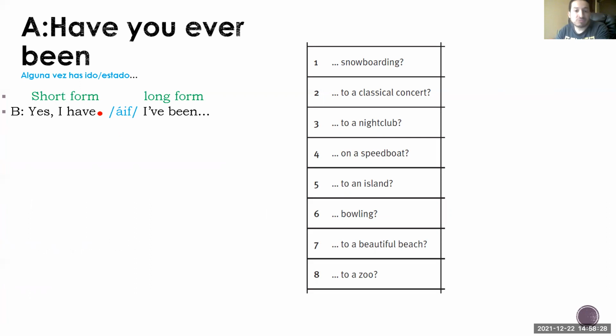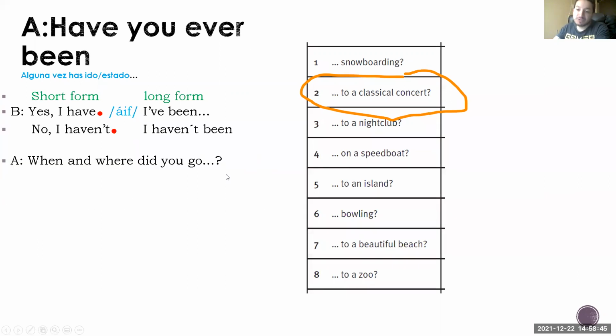Let's go with the next one, number 2. So in number 2, we have a classical concert. Have you ever been to a classical concert before? Yes, I have. I've been to a classical concert before. Now I use the past simple to ask for details. When and where did you go?